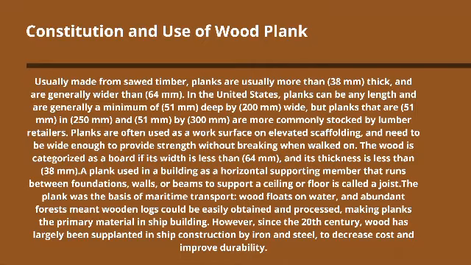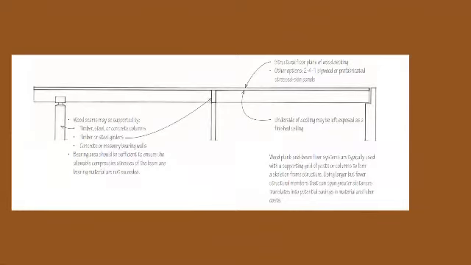Wood floats on water, and abundant forests meant that logs could be easily obtained and processed, making planks the primary material in shipbuilding. However, since the 20th century, wood has largely been supplanted in ship construction by iron and steel to decrease cost and improve durability. And now, let's explain the image just right here.